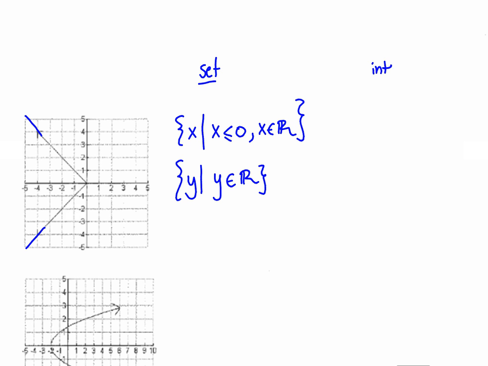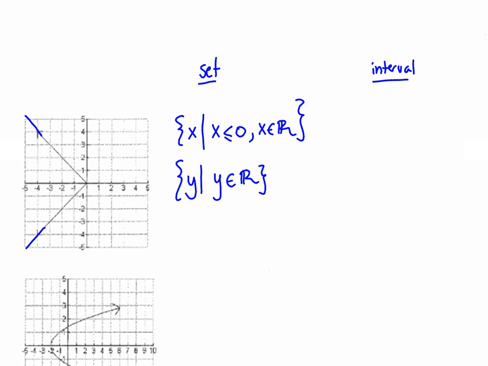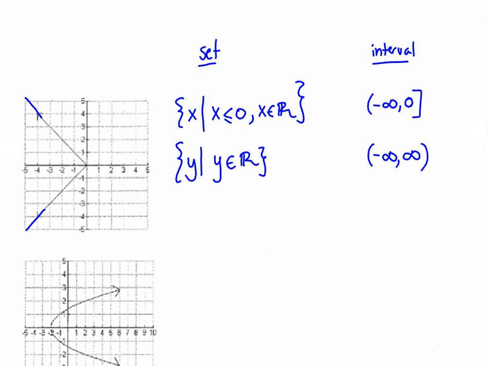Interval, how would we write interval? From negative infinity to 0. Open or closed at 0? Closed. It actually ends at the particular point of 0. And range would be negative infinity to infinity. Okay, I'm going to focus from now on set notation.